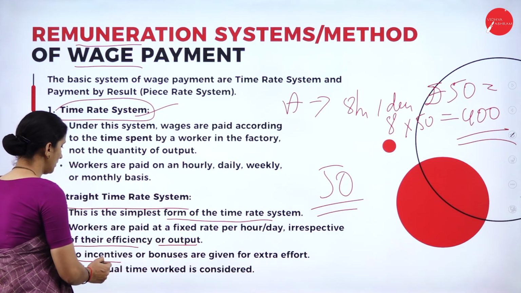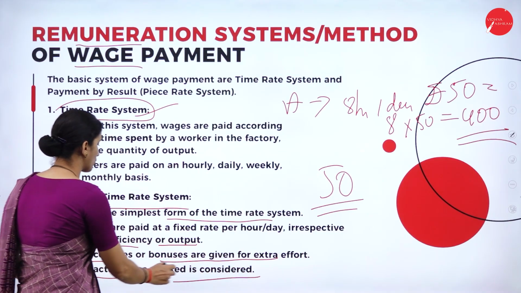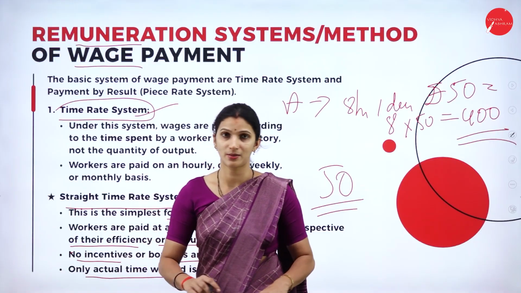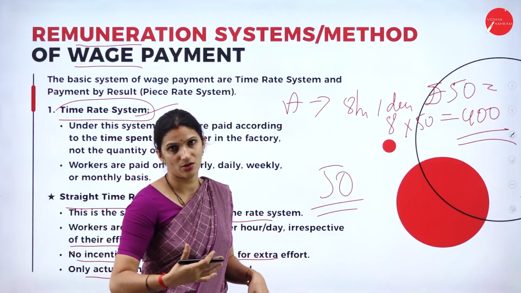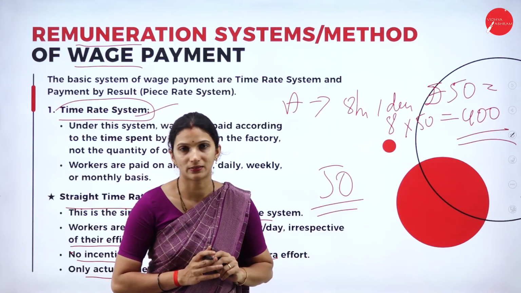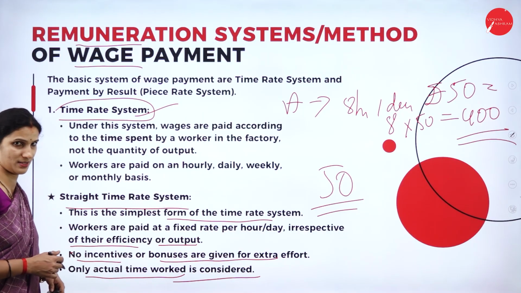And no incentives or bonus are given for extra effort; only the actual time worked is considered. Under the straight time rate system, if workers put in excess hours or any extra work, no additional bonus payment is made. Only the fixed rate is paid to the employee. So that is the straight time rate system.